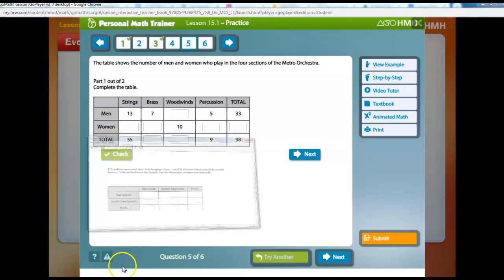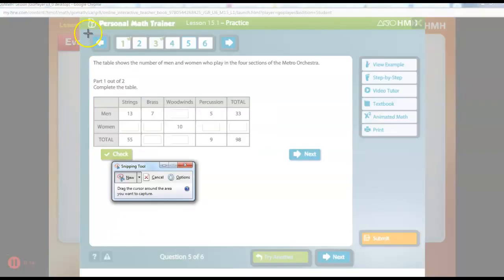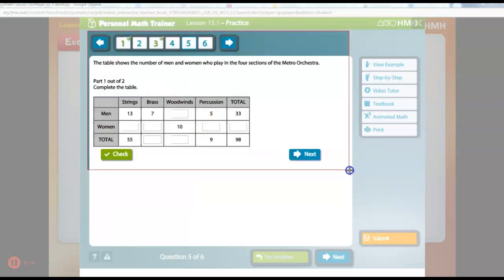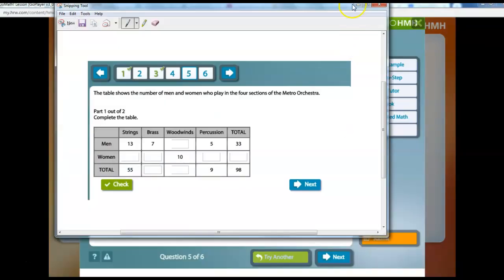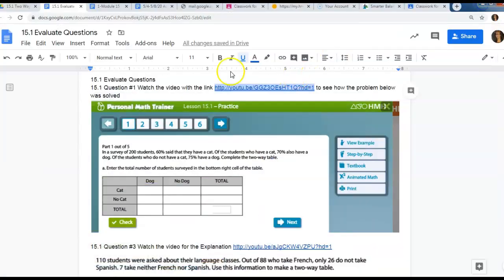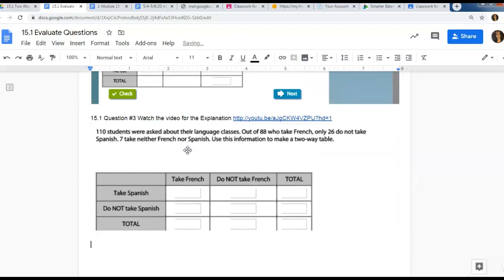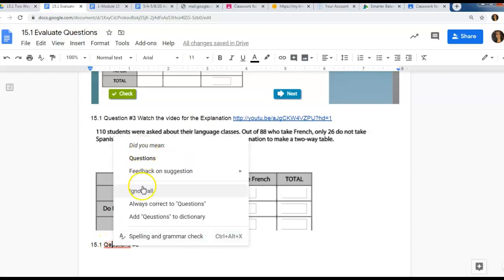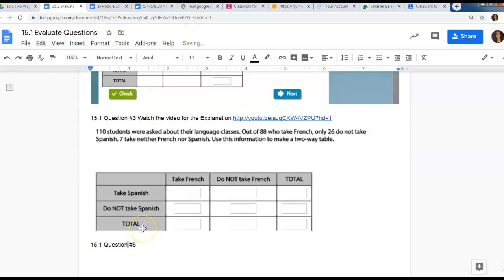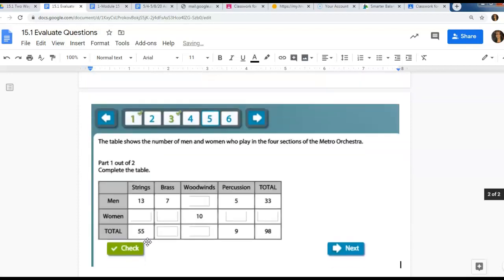This is lesson 15-1 evaluate, and I am doing number 5. I actually create a Google Doc with all these examples so that you can watch them and have access to it. I'm going to copy and paste this as question number 5, and I will put in the link right there so that you can see it also.